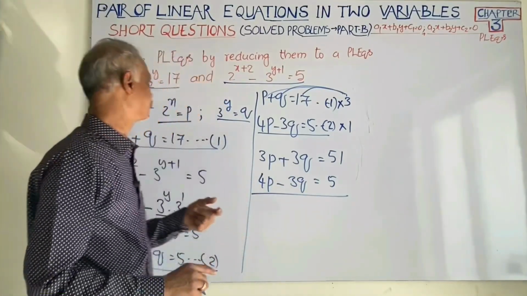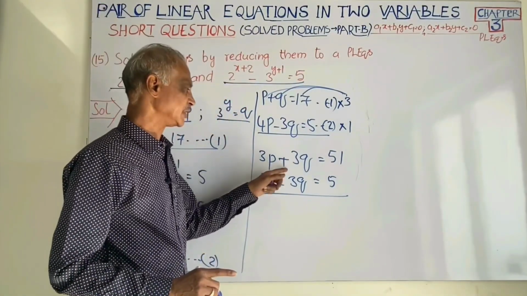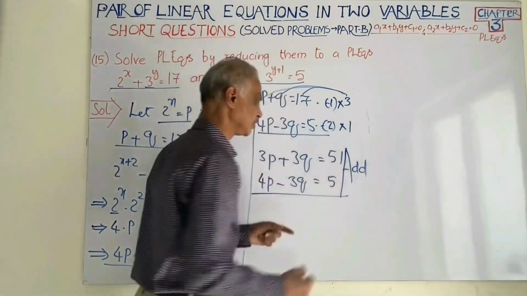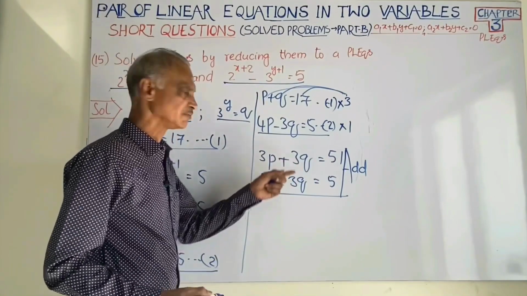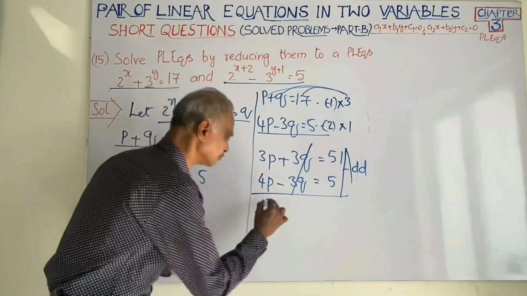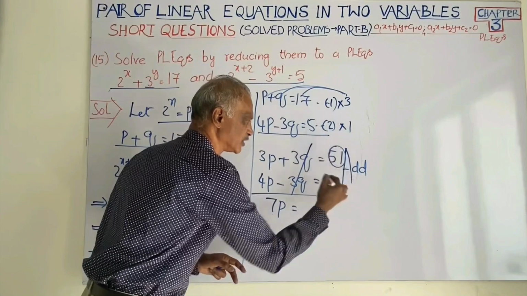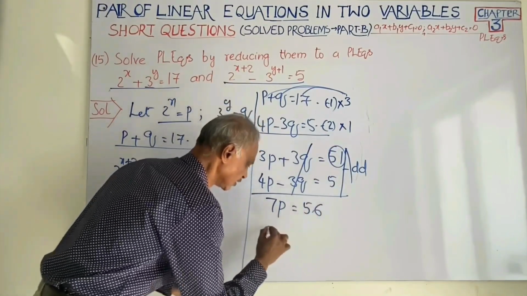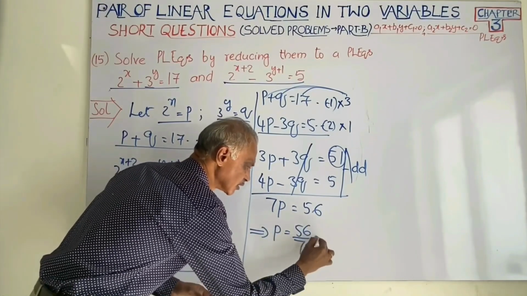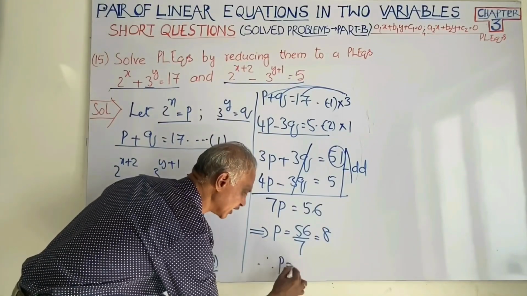Then substitute the value of p, and here you will get the value of x. Now plus 3q, minus 3q. Just add them. If you add them, 3q and minus 3q cancel. 3p plus 4p, 7p is equal to 51 plus 5, 56. P is equal to 56 by 7. 7 8s are 56. Therefore, p you got 8.